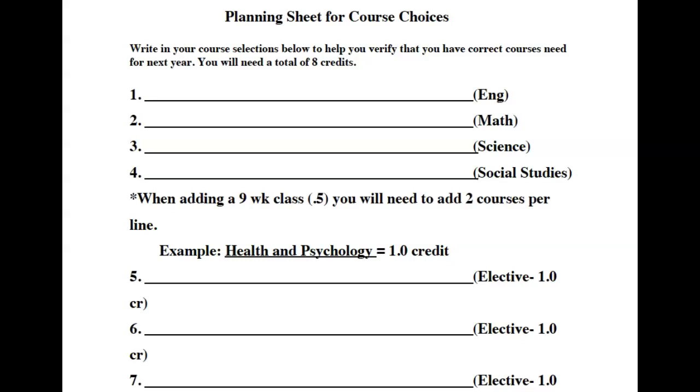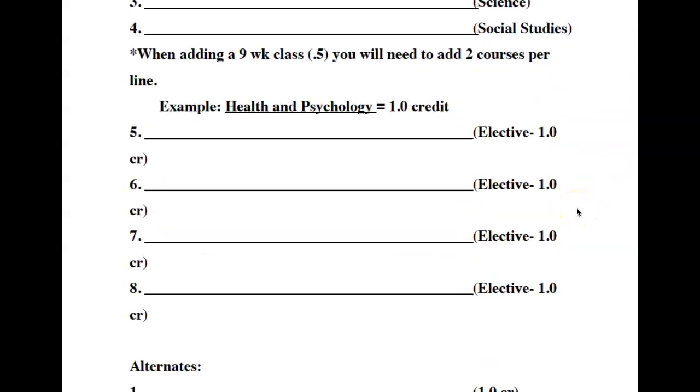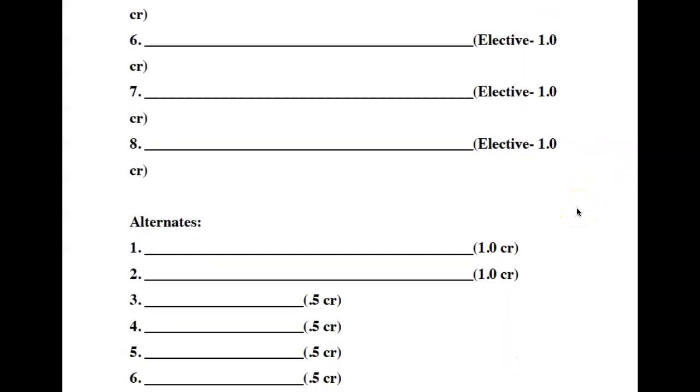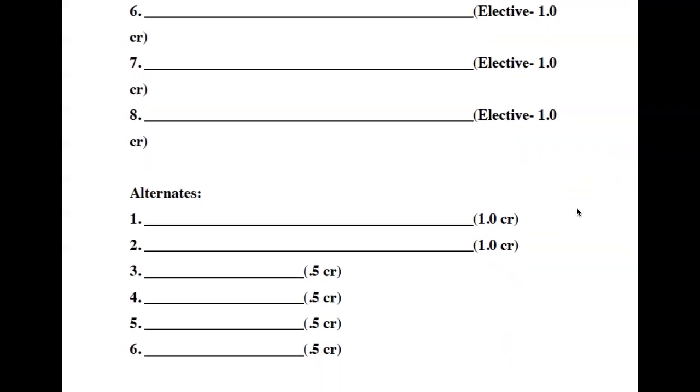Once you have completed the top portion of your planning sheet, you are now ready to begin selecting your alternates. Alternates are additional courses that are of interest to you but not necessarily your first choice. Alternates are just as important as your first choice. Please make these selections wisely and not randomly. Alternates do get pulled and used to fill your schedule as needed. Your registration will be considered incomplete if you have not entered 4 credits worth of alternates.